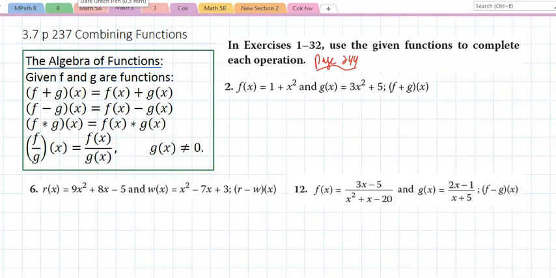Section 3.7 is on page 237. It talks about combining functions. The algebra of functions has two main properties to really apply. One is simple algebra, such as addition, subtraction, multiplication, and division. The other is very important, a bit more challenging, and that deals with the composition.